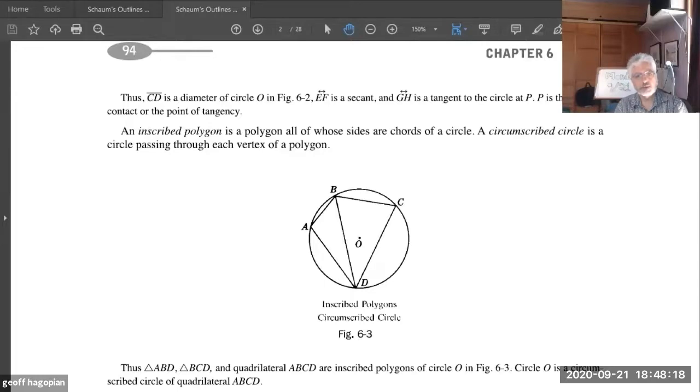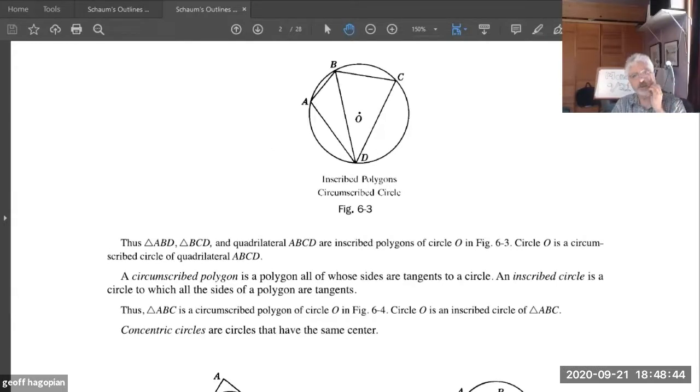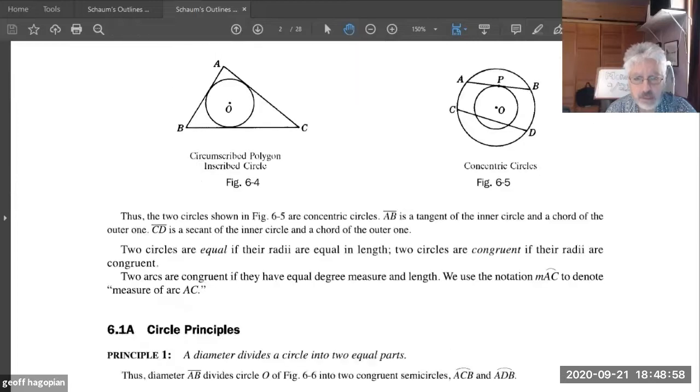It's pretty easy to imagine a quadrilateral that does not have a circle containing all 4 vertices, right? Just imagine moving C off the circumference. A, B, C, D is still a quadrilateral, but there's a unique circle containing A, B, and C, A, B, and D, and if it doesn't pass through C, then it's not circumscribing for that quadrilateral. Okay, a circumscribing polygon is a polygon all of whose sides are tangent to the circle. So this is the other direction, right? Concentric circles are circles that have the same center.